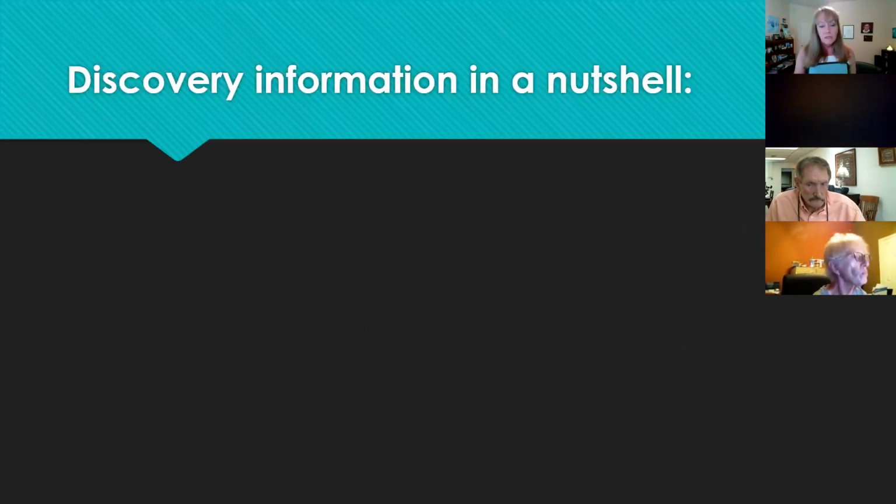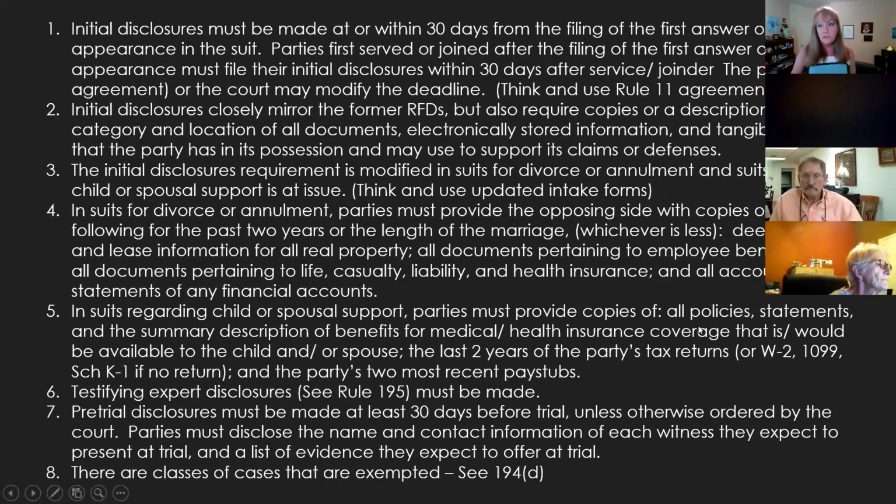All right, so now discovery information in a nutshell. Screenshot this screen, because this is a summary of everything that we've been through. And this is where I really am obliged to the Corpus Christi young lawyers to get this information summarized this way. Initial disclosures must be made at or within 30 days from the filing of the first answer or general appearance in the suit.